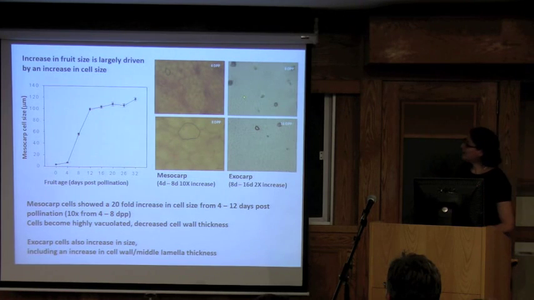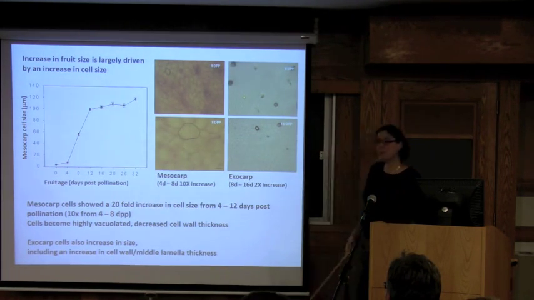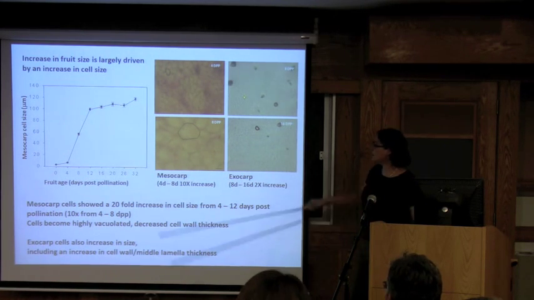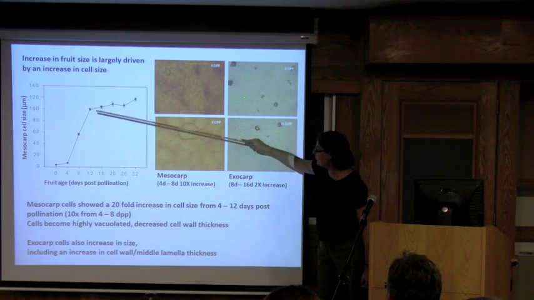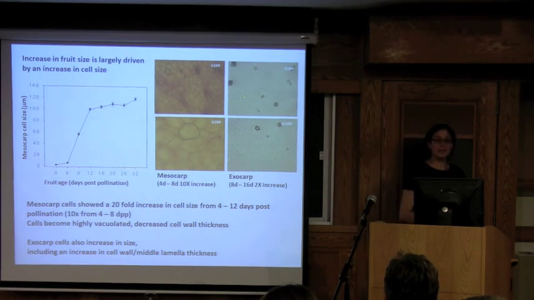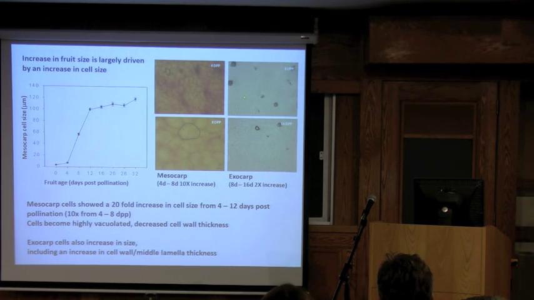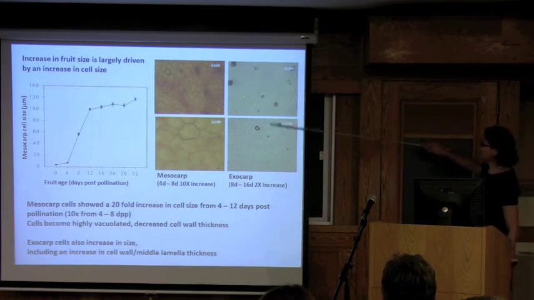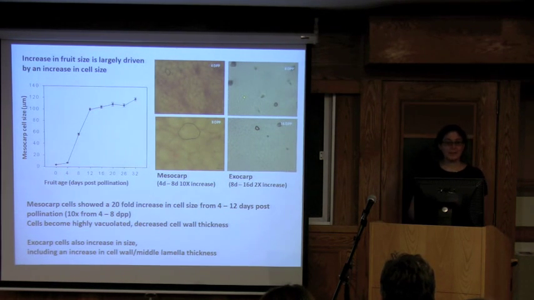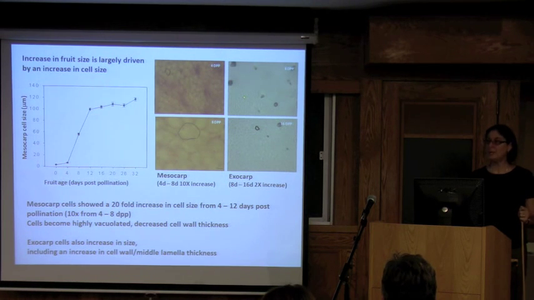The increase in fruit size is largely driven by an increase in cell size. Here we see an approximately 20-fold increase in mesocarp cell size from 4 to 12 days post-pollination. With that increase in cell size, the cells become highly vacuolated, and we see a decrease in cell wall thickness. We also see an increase in cell size in the exocarp cells, but in that case, it also includes an increase in cell wall and middle lamella thickness.